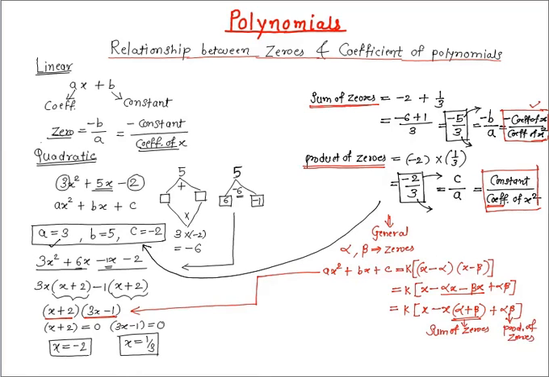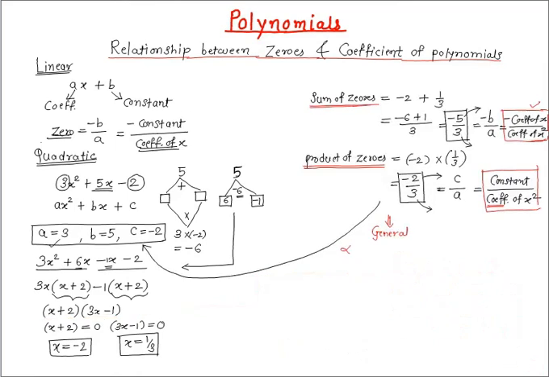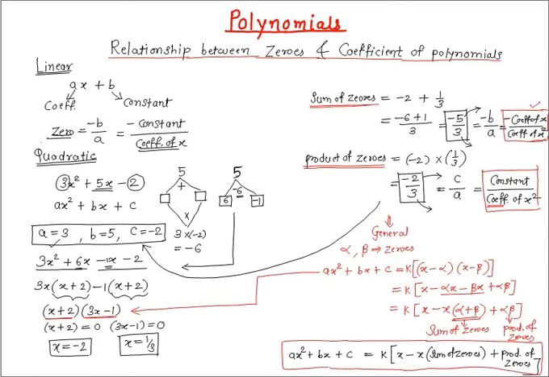This is the final expression we get here: ax square plus bx plus c is equal to k of x square minus sum of zeros times x plus product of zeros. So whenever alpha and beta are given, calculate the quadratic polynomial using this. This is the general formula to calculate a quadratic polynomial from the zeros given.